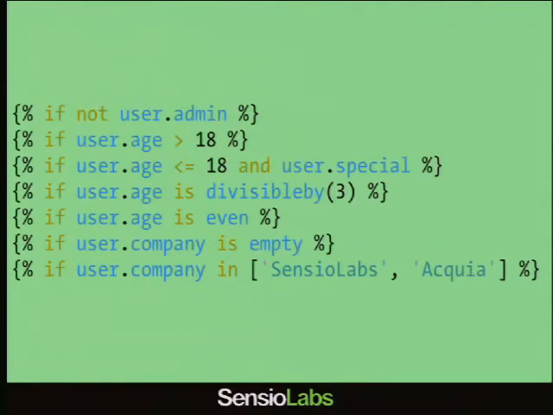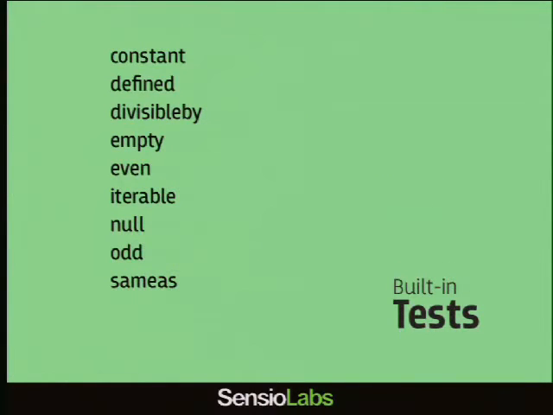So as I said before, after the if, you can have any condition. So if not user.admin, if the age is more than, you can have a Boolean expression. "is" is a way to test something. So here we say we want to check that the age of the user is divisible by 3, or is even, or odd, or is empty. "in" is another interesting keyword. It means that I want to check that the user company is in this variable, right? This array here. And we have a lot of built-in tests, really. So I've shown you divisible by, empty, even, odd. We have a few other ones.